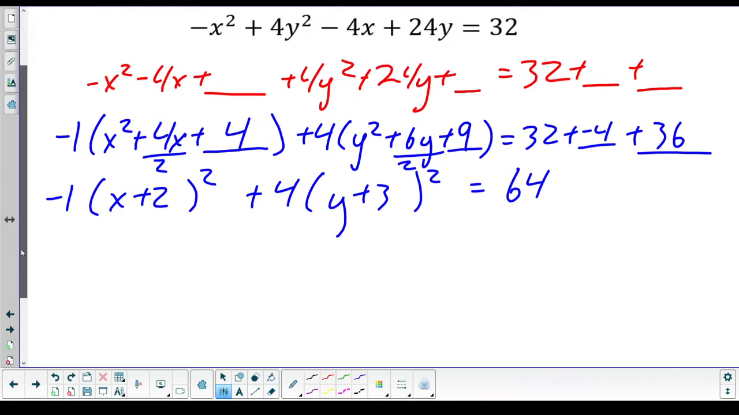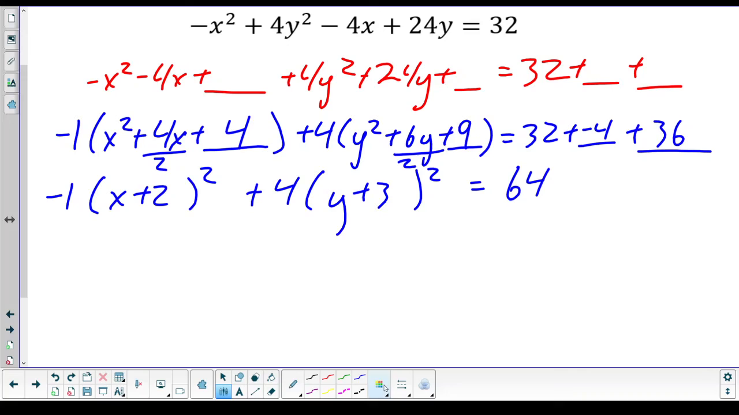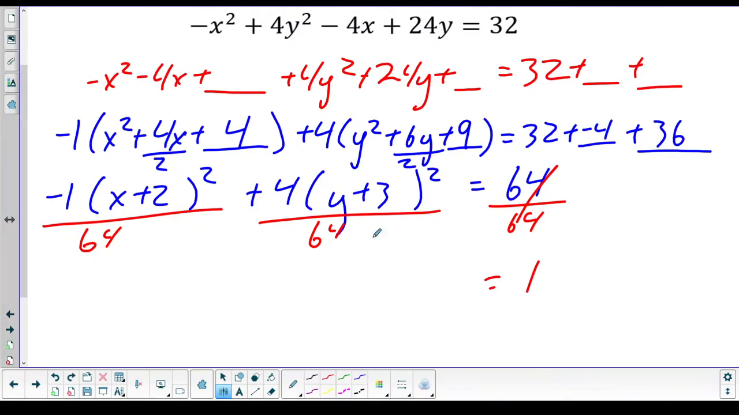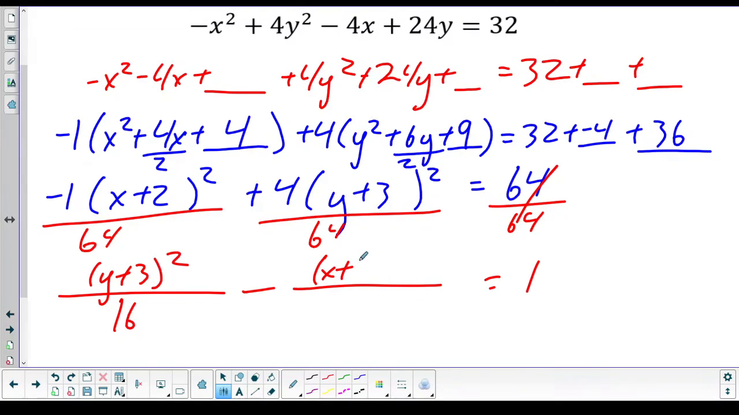Now we have to do a couple of things just to make this look nice. The first thing is that for hyperbolas, the negative term generally comes second. So we're going to switch the order, and we're going to divide everything by 64. So these cancel and equal 1. Let's put this stuff in front. 4 goes into 64 16 times, I believe. So we're going to have y plus 3 squared over 16 minus x plus 2 squared over 64. 1 and 64 don't reduce.